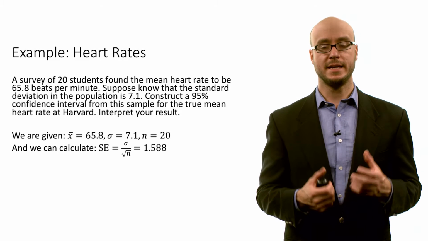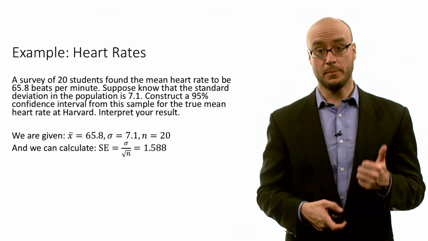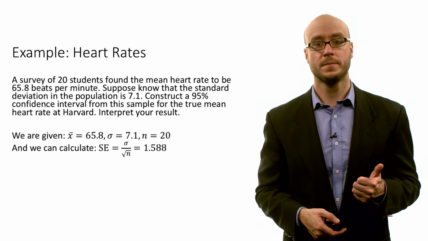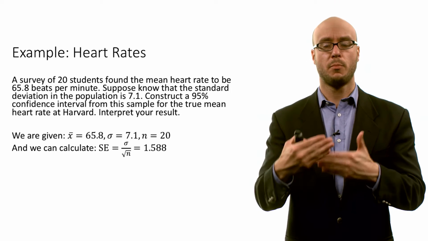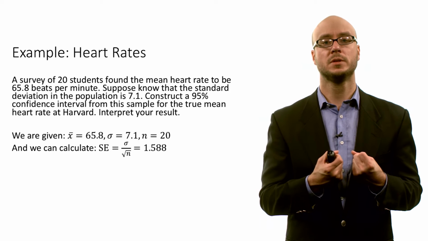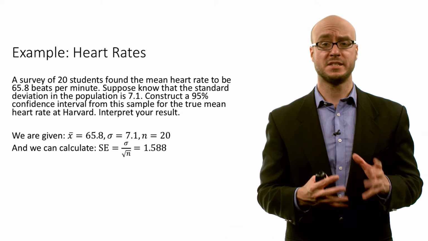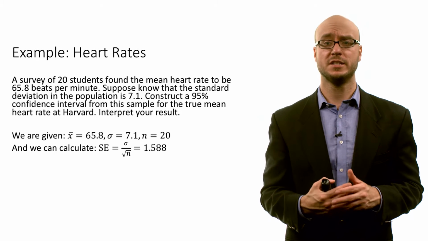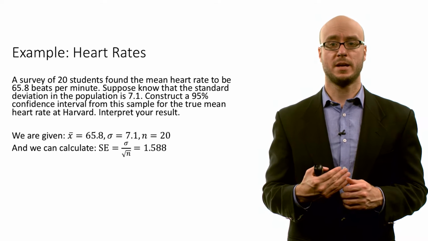So we're given a sample mean, which is 65.8 beats per minute, and we're given a population standard deviation of 7.1, and we know the sample size is 20. So in this case, the population is the set of all Harvard students, and we just have a random sample of 20 students from Harvard. Well, let's calculate the standard error. So the standard error is just our population standard deviation divided by the square root of our sample size.